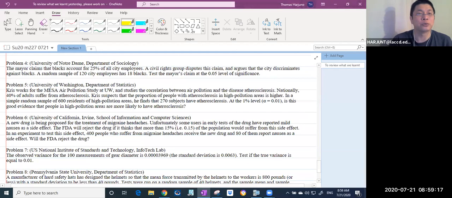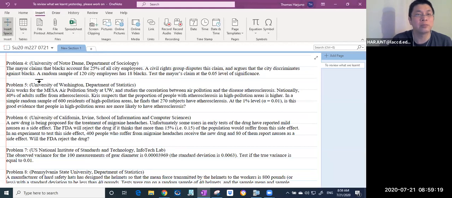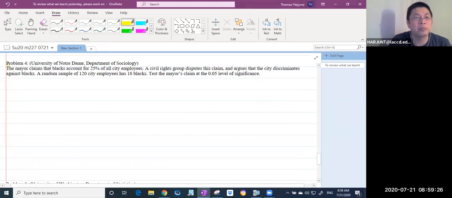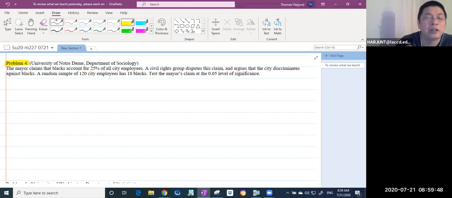Now, this is something new. But even though it's something new, I believe you can follow me. This number 4 is testing the P. The mayor claims that blacks account for 25% of all CD employees. Now, a civil rights group disputes this claim and argues that the CD discriminates against blacks. Now, a random sample of 120 CD employees has 18 blacks.